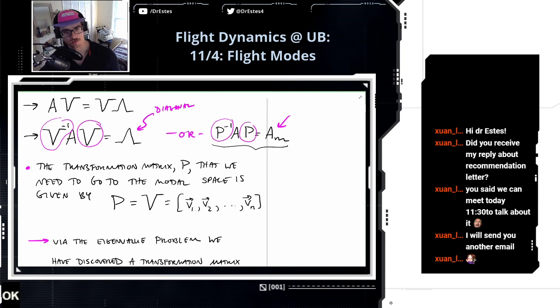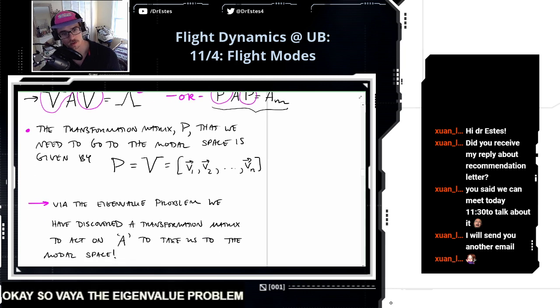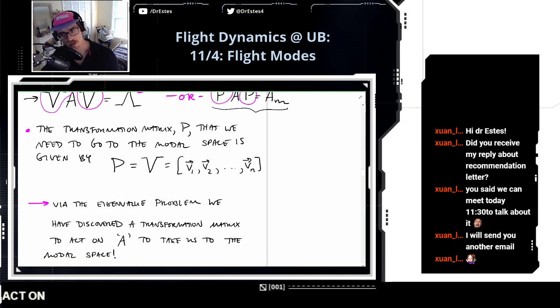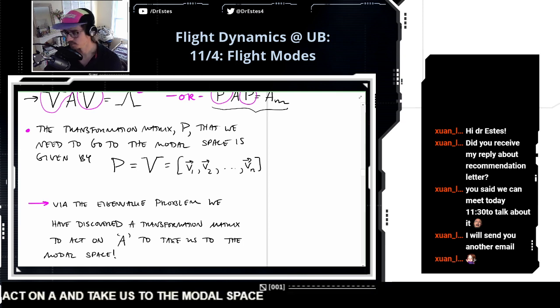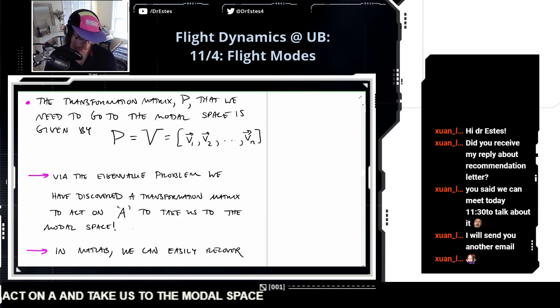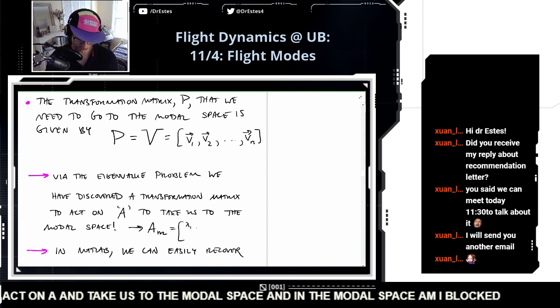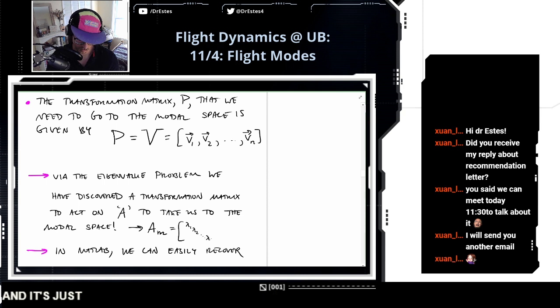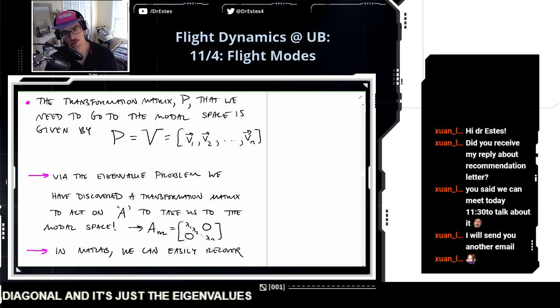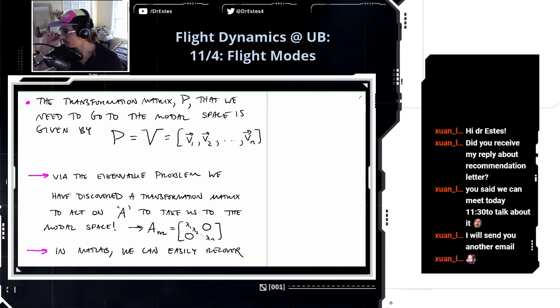Okay, so via the eigenvalue problem, we have discovered a transformation matrix to act on A and take us to the modal space. And in the modal space, AM is block diagonal, and it's just the eigenvalues arranged along the diagonal. That's what your modal A matrix is.